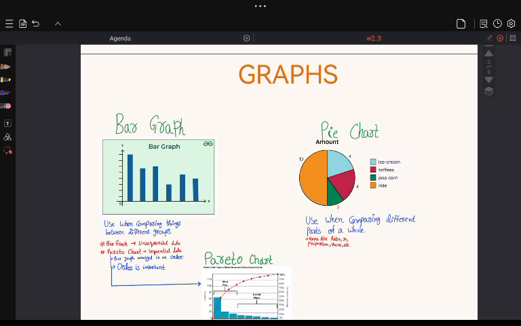We divide the graphs into two parts mainly for this week. There will be a scatter plot graph also in week 4, but within the scope of this week, there are two graphs: bar graph and pie chart.